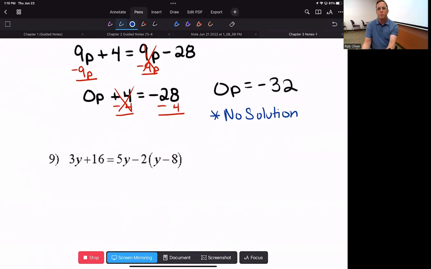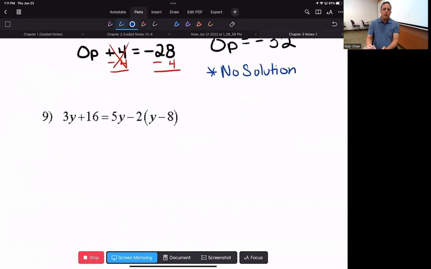Okay, there's no number you can multiply by 0 that will equal negative 32. Just nothing, not even 32, not negative 32, not 0. 0 times no number is going to equal negative 32. That's an impossible situation. It's also called a contradiction mathematically. But yeah, there's no solution there.